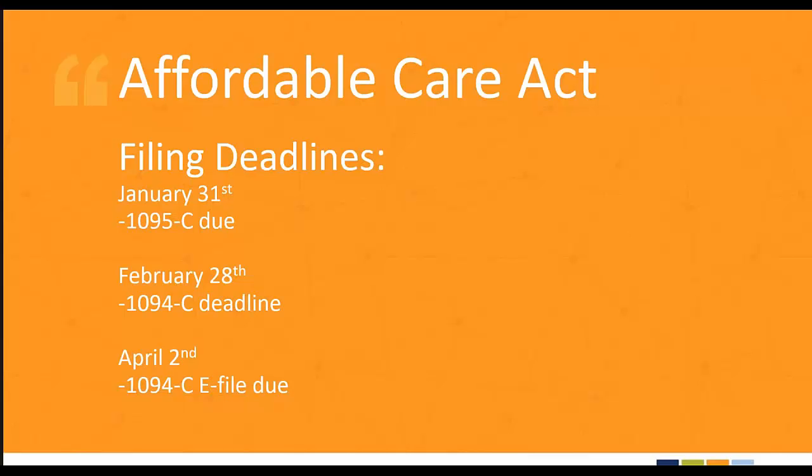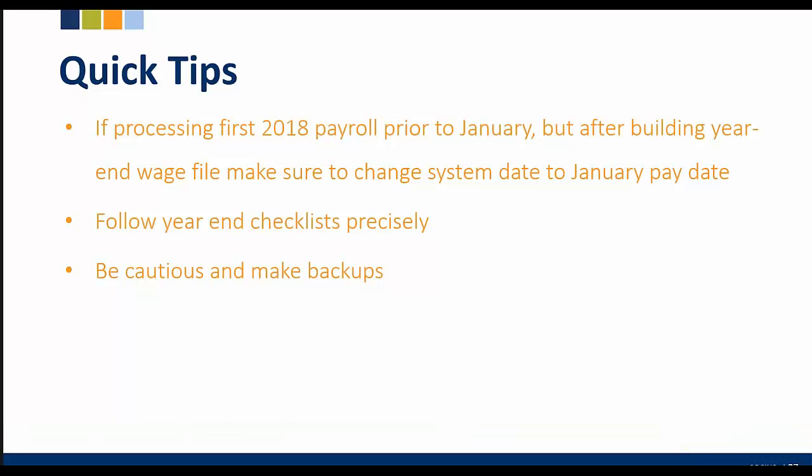So, the Affordable Care Act deadlines. January 31st is when it's due to the employee, same as their W-2. If you are filing via paper, the deadline is February 28th. If you are filing your ACA 1095s and 1094s to the IRS, e-file is due by April 2nd. So you have a little more time if you're e-filing, which seems like it'd be the other way around, but whatever. So any questions yet?